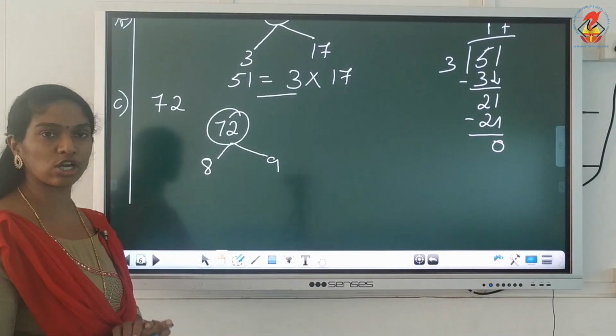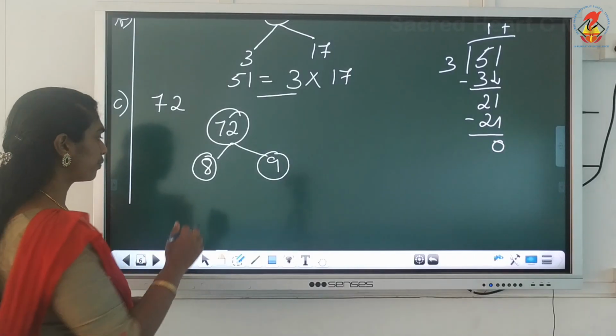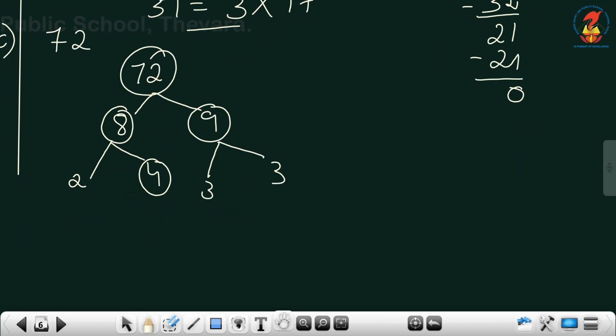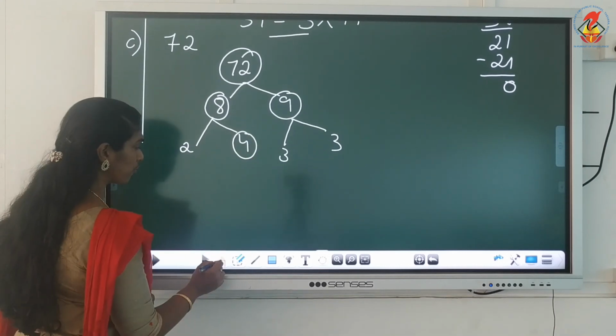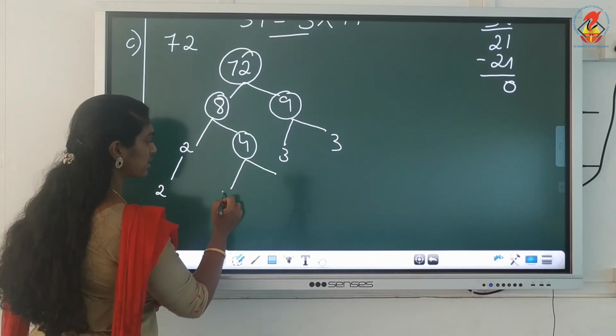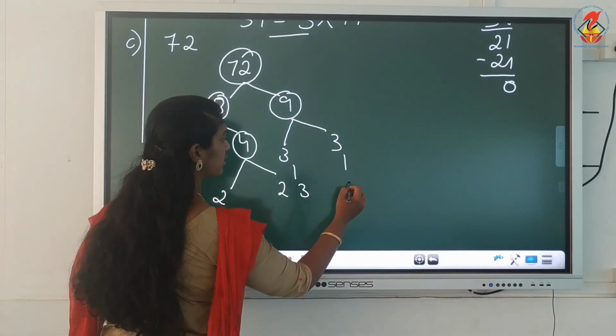Now both 8 and 9 are composite numbers, so I can put a circle around them. How will I split 8? I can write it as 2 into 4. Correct? Now here 4 is composite, so I will put a circle around it. 9 I can write as 3 into 3. Yes? Now I can split 4 once again because 4 is a composite number. So I'll bring down this 2. 4, I'll split it, I get 2 into 2. And I'll bring down this 3 and this 3 also.